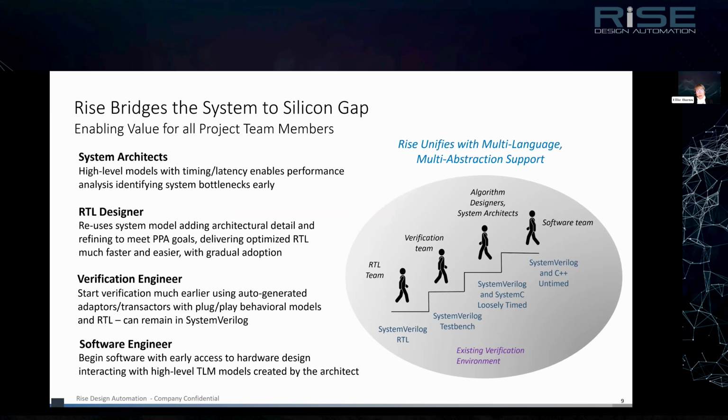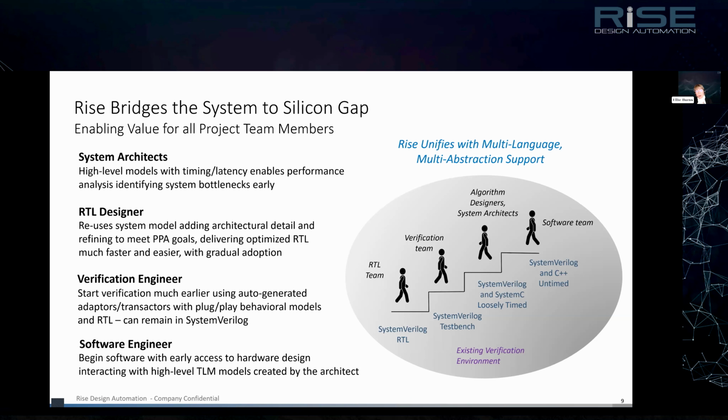And so we have unified multi-language and multi-abstraction support in the same environment. You can choose the language that you need or want, gradually raise the abstraction, or gradually switch and mix and match. The system architects can do high-level models that enable them to do performance analysis and identify system bottlenecks. The RTL designer can take that model, refine it, and gradually add detail to meet important PPA goals.